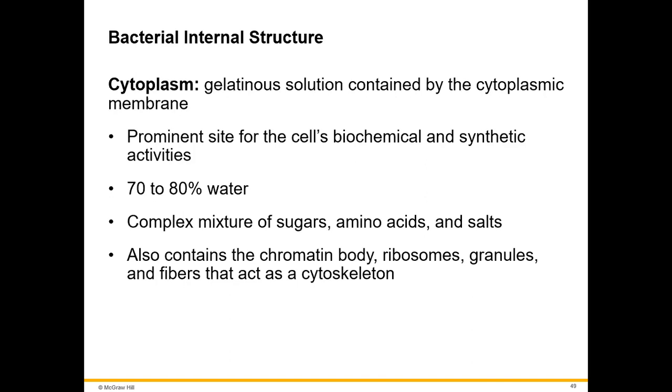The cytoplasm is a gelatinous solution contained by the cytoplasmic membrane. It is a prominent site for the cell's biochemical and synthetic activities. The cytoplasm is 70 to 80% water. It has a mixture of sugars, amino acids, and salts. It has the chromatin body, in other words, the DNA. It has ribosomes. It has granules and fibers that act as a cytoskeleton. So the cell actually has an internal structure.